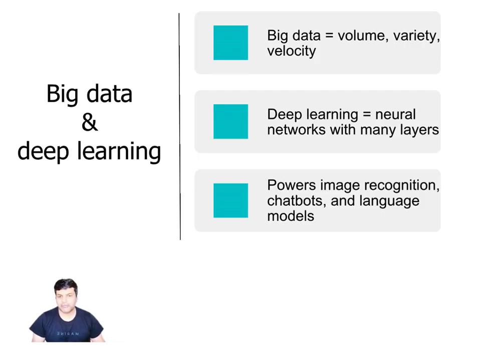The combination of big data and deep learning enables organizations to solve complex problems, automate decision making, and create intelligent systems that continuously improve as more data becomes available. Big data provides the massive amount of information, while deep learning provides advanced algorithms that can learn from the information and generate valuable insights.